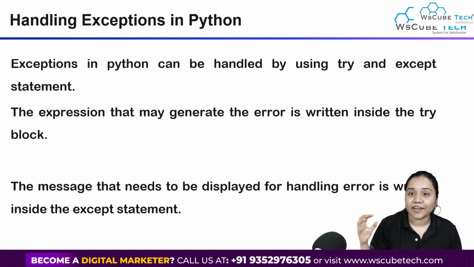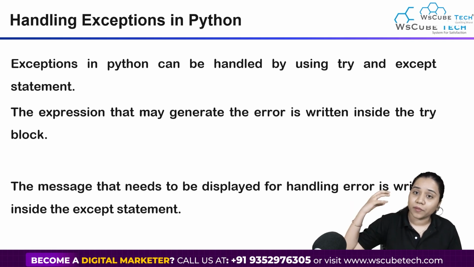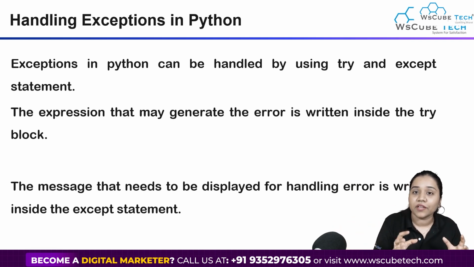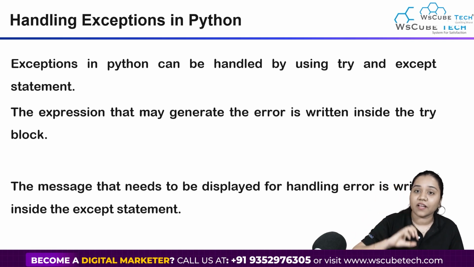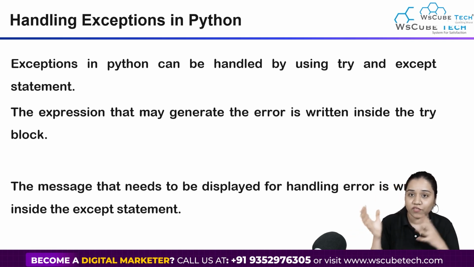Inside our try statement, we will be writing the code in which the error might occur. For example, if we are taking the condition of zero division case, then we will be writing our code which might throw an error. That means we will be writing our 10 divided by 0 inside our try block, and inside the except statement, we will be writing our message that needs to be executed when an error occurs. So that in that way the error will be handled.